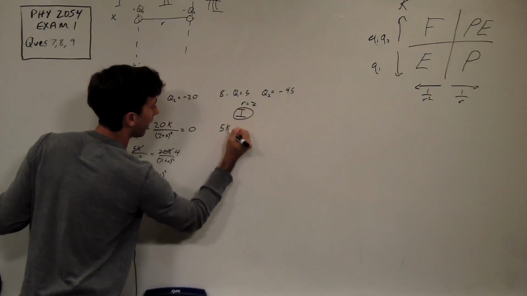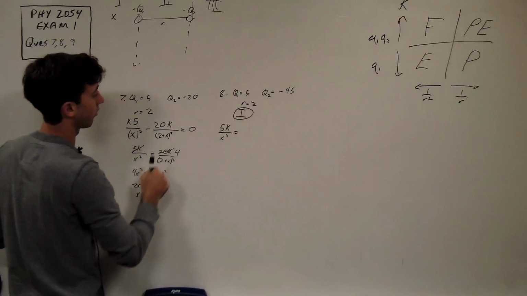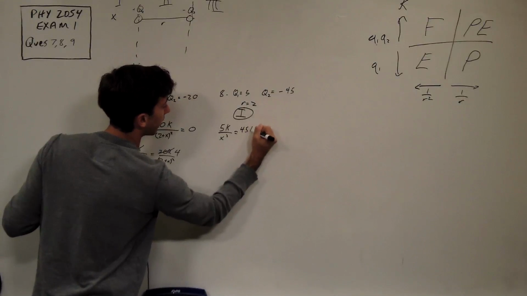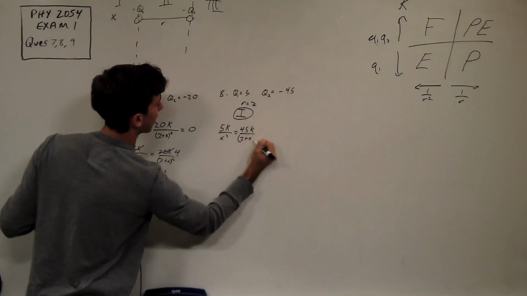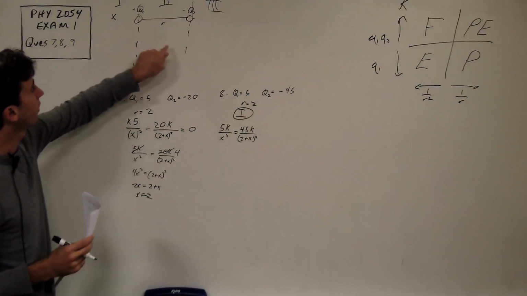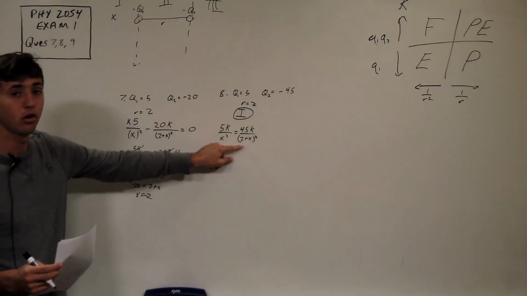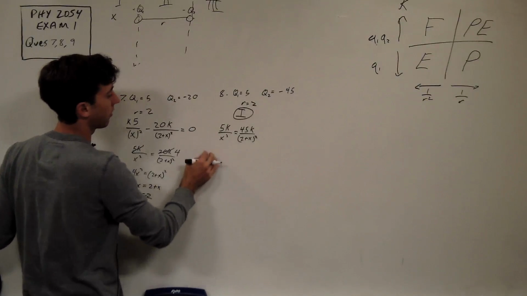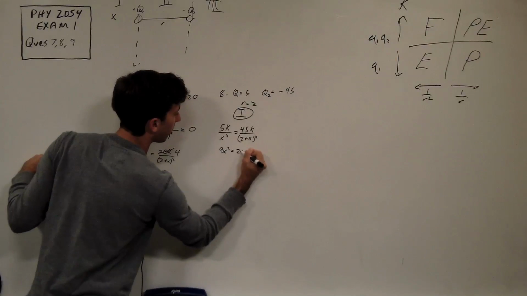5k over x squared is equal to 45k over 2 plus x squared, since we know the sum is equal to 0. Now, if it's somewhere in region 2, then instead of having r plus x, it will be r minus x. Just a heads up. So now once again we can simplify to get 9x squared equals 2 plus x squared.